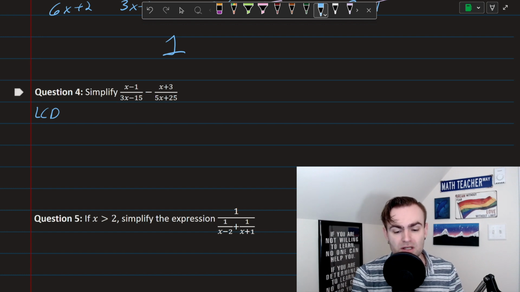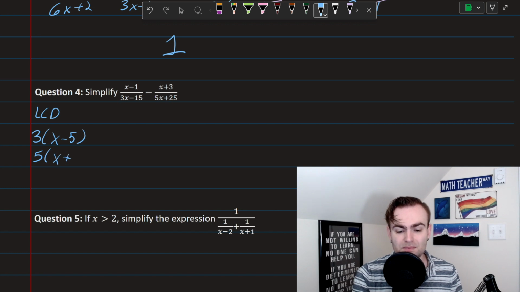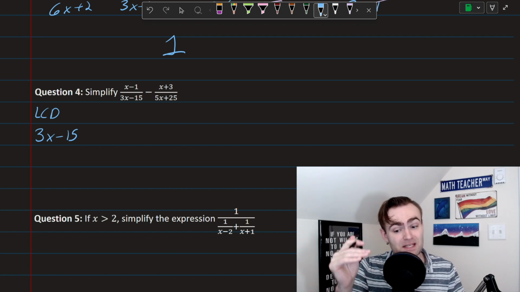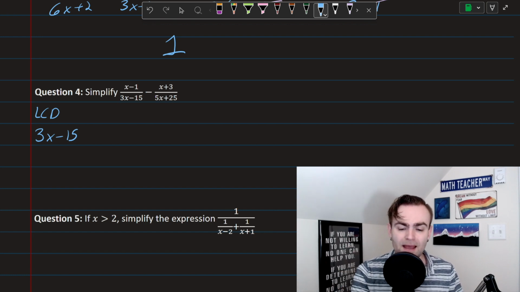If I look at the first denominator, I have 3 times x minus 5. And the second denominator, I have 5 times x plus 5. There are no common factors. Every factor is unique. So instead of using the factorized versions, I'm going to multiply the fraction that does not have the 3x minus 15, the right fraction, by 3x minus 15 on the numerator and denominator. Likewise, on the fraction on the left, I'm going to multiply it, numerator and denominator, by the 5x plus 25.